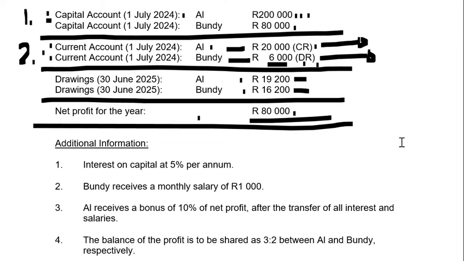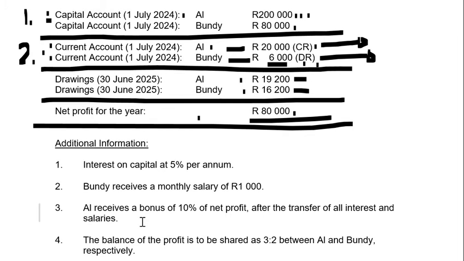If I move down here, additional information. We're going to have interest on capital, 5% per annum. They're the capital amounts, 200,000 and 80,000. Bundy receives a monthly salary of 1,000. Look out for that. That's per month. So for a year, it's going to be 1,000 times 12.